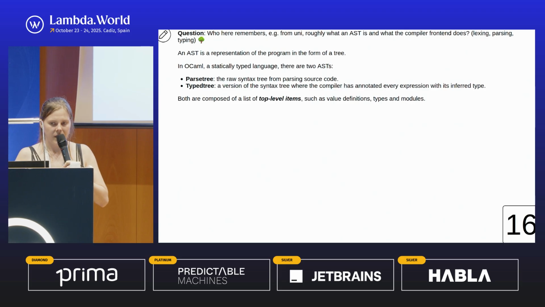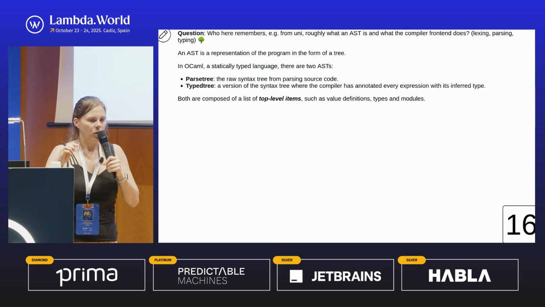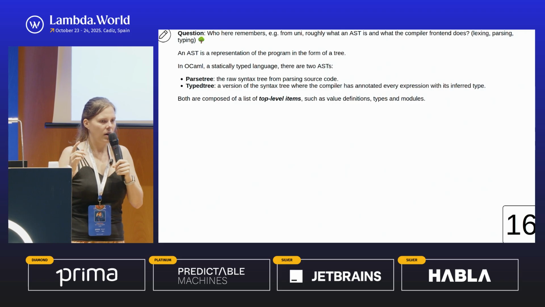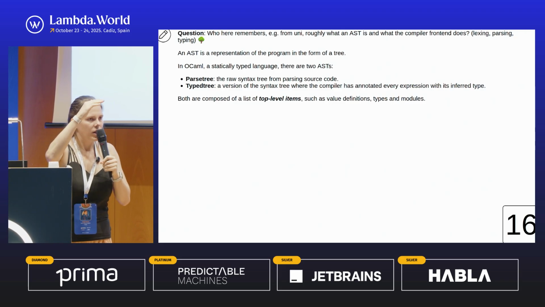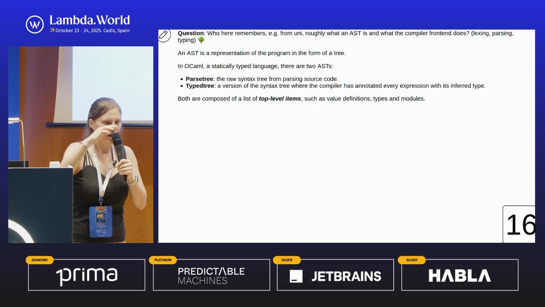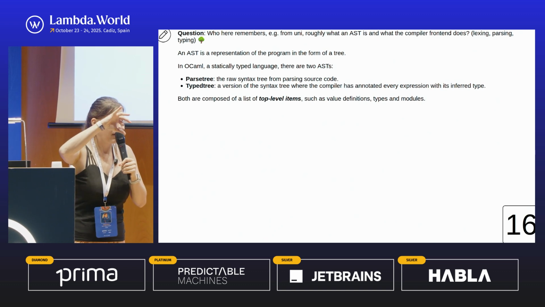And both of these trees are made up of so-called top-level items. So top-level items are things like value definitions, type definitions, module definitions, and so on at the level of the file. So no nested stuff, just at the level of the file.